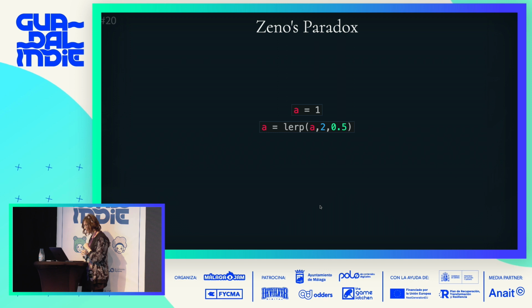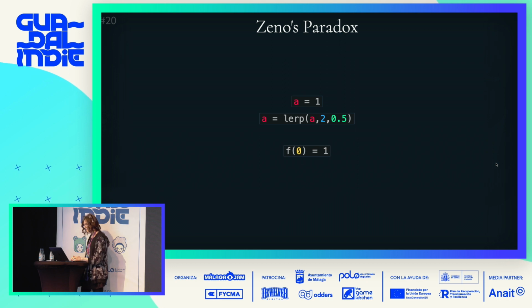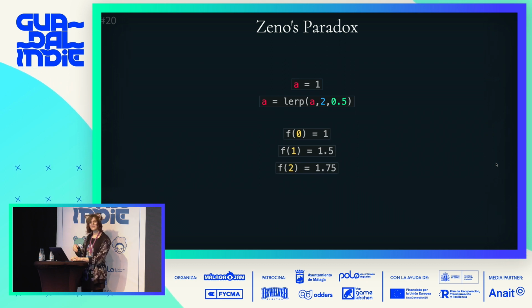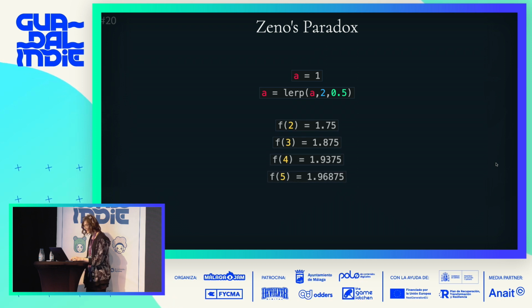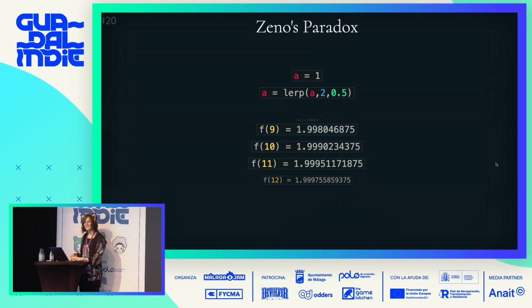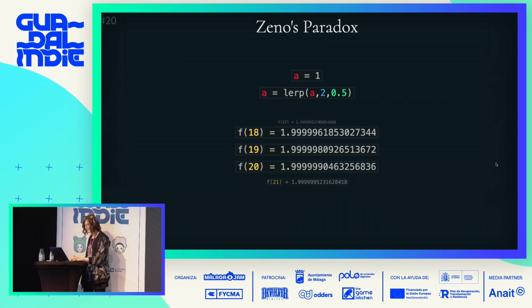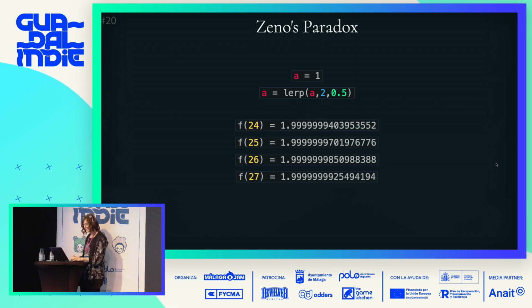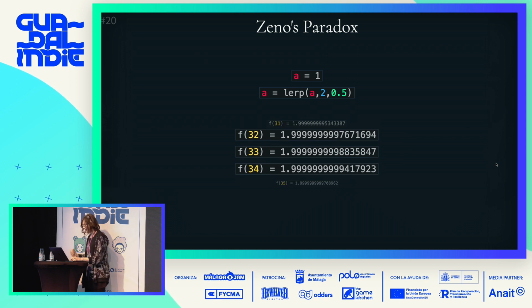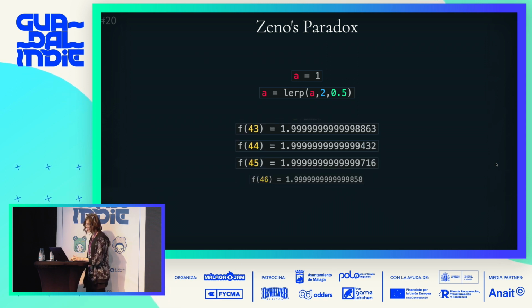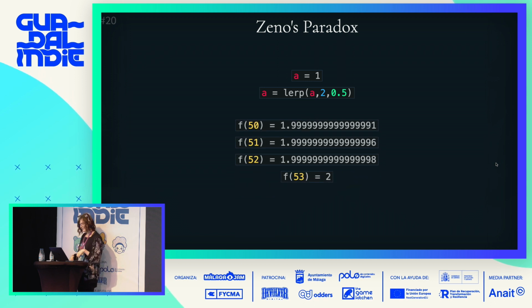OK, so Zeno's paradox, we can just simulate this. Like we can just run a starting value of 1. This is the same interpolation we did earlier. So we have a equals lerp from a to 2, and we're going to jump halfway on every iteration. OK, so we get the same values as before. 1, 1.5, 1.75, and so on. And here you can definitely see that it's slowing down, right? Like, it's not reaching the value of 2. It's just taking so many frames. And so, yeah, basically the idea is that no matter what, you will never reach the target value.